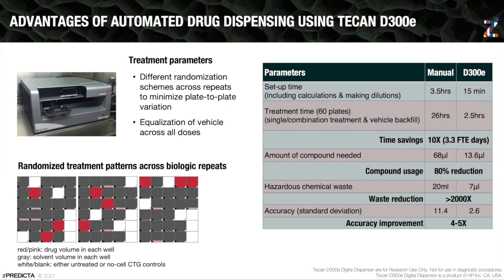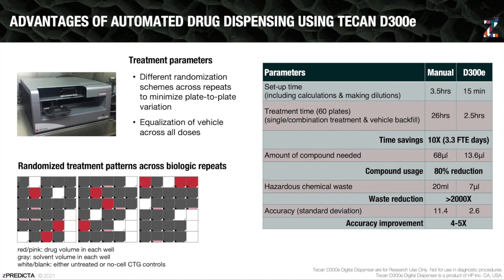And with D300e, another thing that we really appreciate is being able to equalize all the wells to vehicle control, so we don't have to worry about some wells having more vehicle while others have less. Everything is normalized to the same concentration. And below, I'm just showing different types of normalization patterns. You can set up whatever pattern you want.